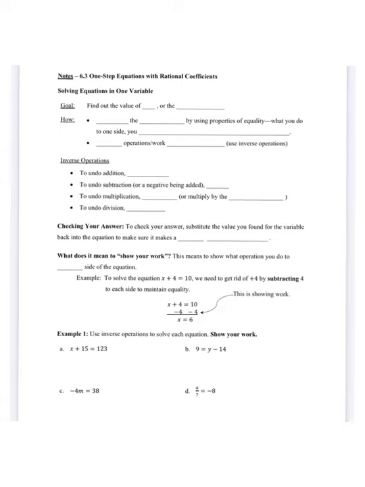So our goal here is to find out the value of x, or the variable. Now, x is the most commonly used variable, but sometimes we use other variables. So our steps for how we do that, we begin by isolating that variable. And we do that by using our properties of equality, which really just means that whatever you do to one side, you must also do to the other.